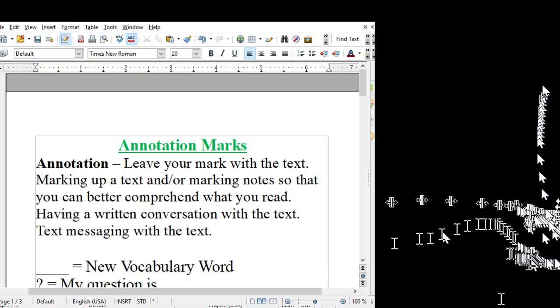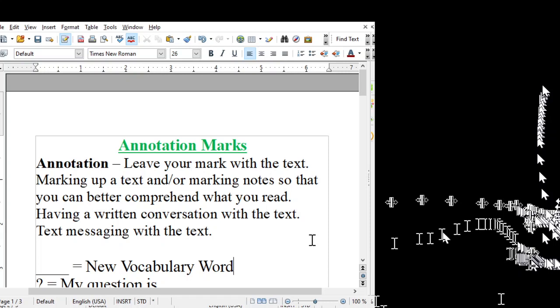So annotation is where you leave your mark with the text. Marking up a text and or marking notes so that you can better comprehend what you read. Having a written conversation with the text. Text messaging with the text. Now the reason I call it text messaging with the text is because the symbols will replace the emojis that most of us use when we text. But it's basically, annotation is you having a conversation with the text.